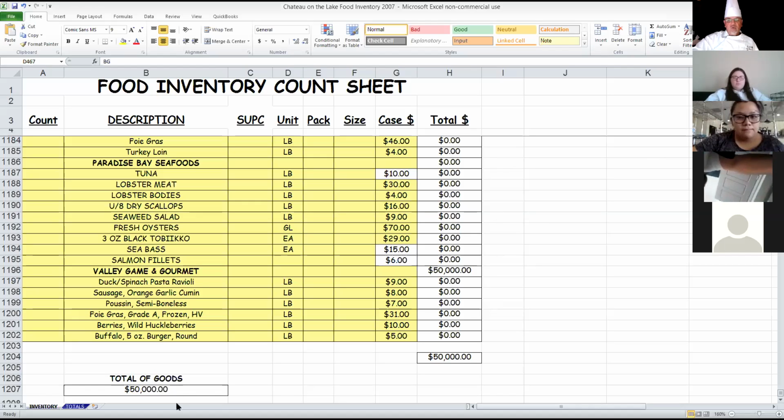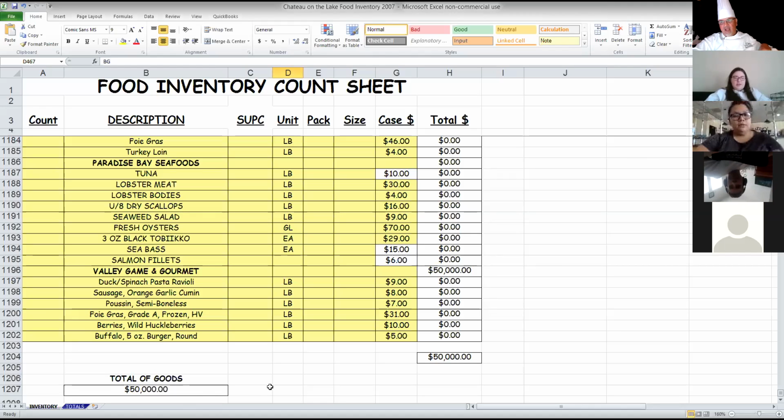The reason this one is sitting at $50,000 worth of inventory is that I used to start counting at 12 o'clock midnight, and I would finish at 2 o'clock the afternoon the next day, counting and putting everything in the system.